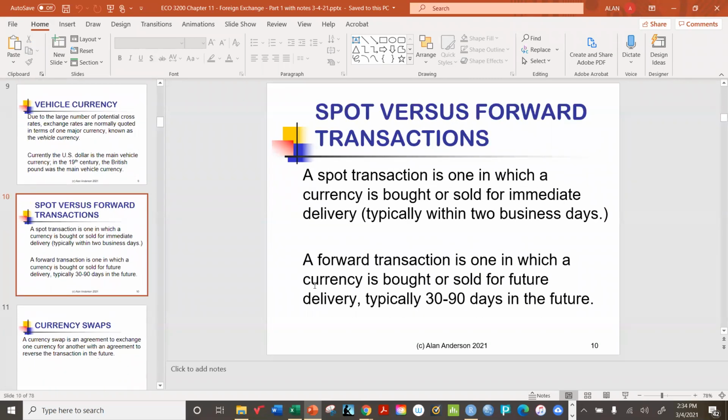Okay, and then we looked at the distinction between spot and forward transactions. The spot transactions were the ones where we bought a currency for current delivery, or sold for that matter. And then a forward transaction is one where the delivery of the currency will not take place until sometime in the future, typically 30 to 90 days, although it could go out more than that.